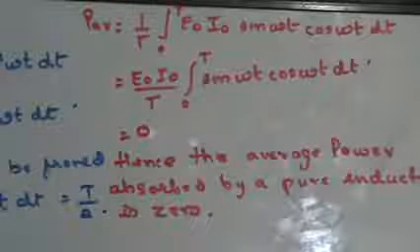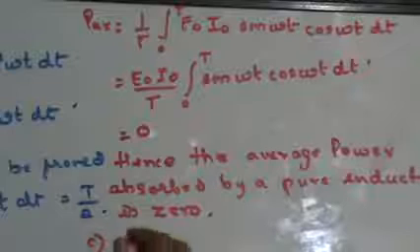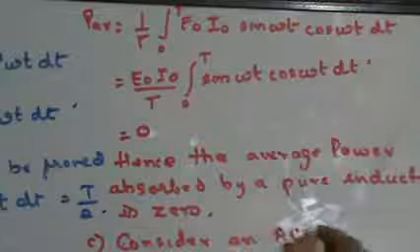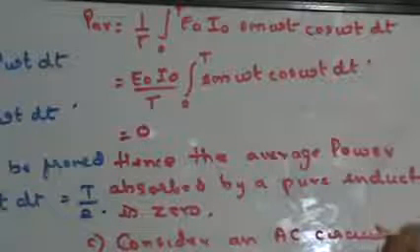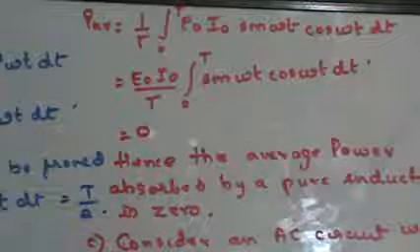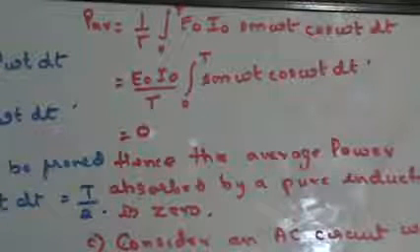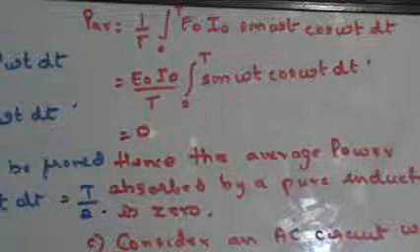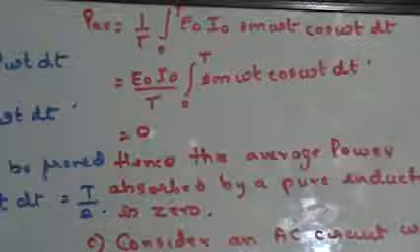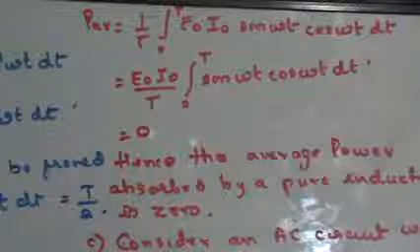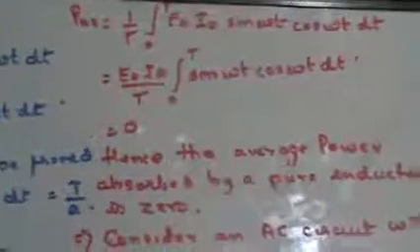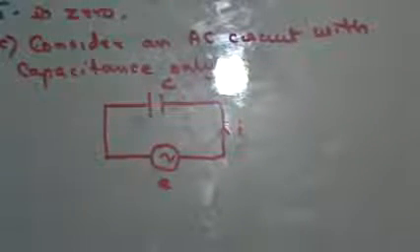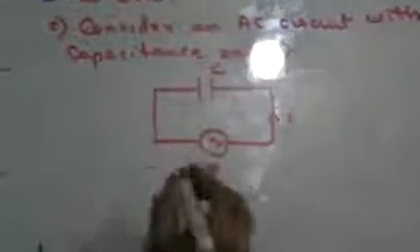Next, let's see an AC circuit with capacitor only. Consider an AC circuit with capacitance only, right? Same thing that we've been doing. Consider a circuit with capacitance only: AC source, EMF, current, capacitance.